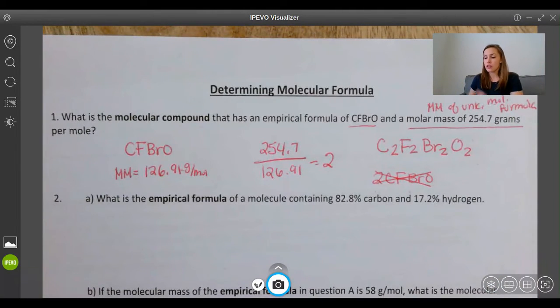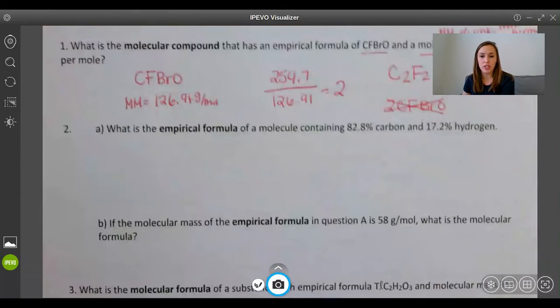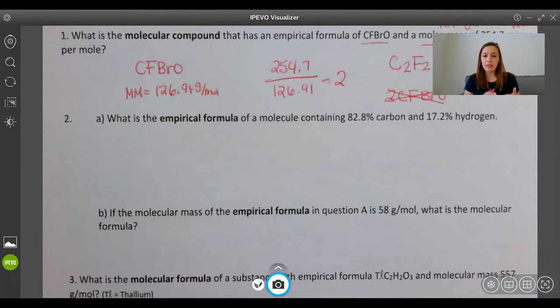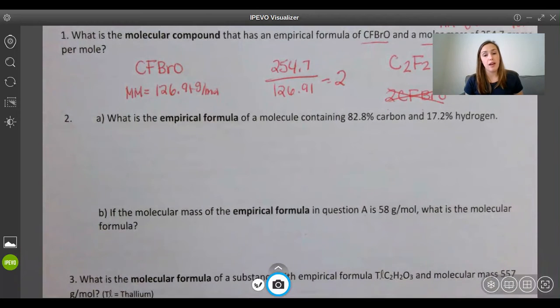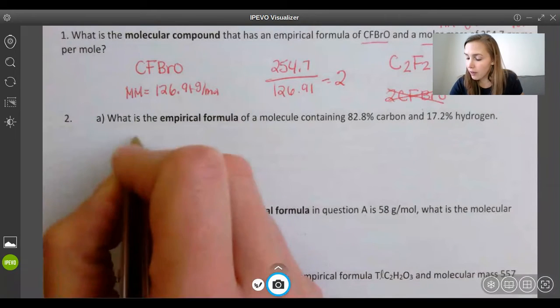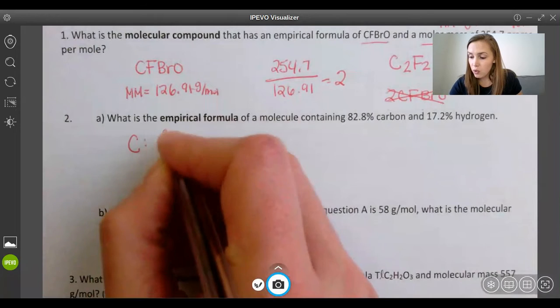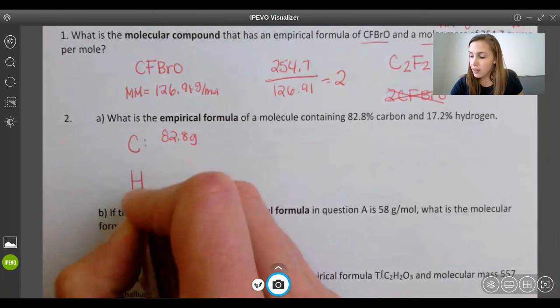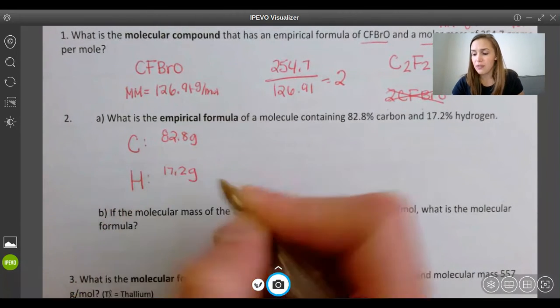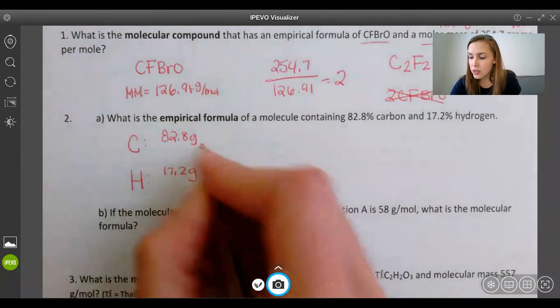All right, so let's apply this to a question that you're more likely going to see, where you're going to find the empirical formula first, and then using that, find the molecular formula. This is essentially a review of our previous lesson, but it's good practice. With this one, we're given our percent compositions. We're going to find how many moles of carbon and hydrogen I have, and then get them into the whole number ratio. For carbon, I'm going to assume I have 100 grams, so 82.8% of that would be 82.8 grams, and hydrogen is going to be 17.2 grams.